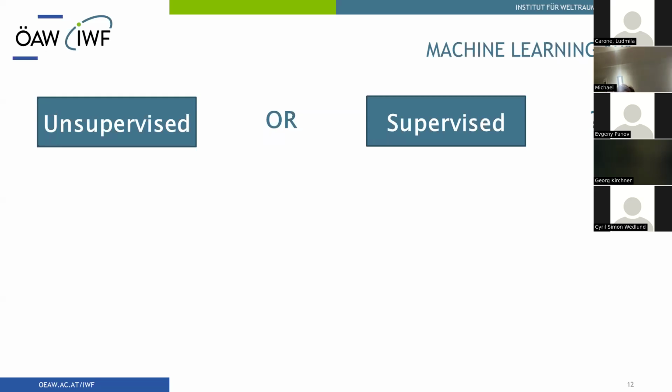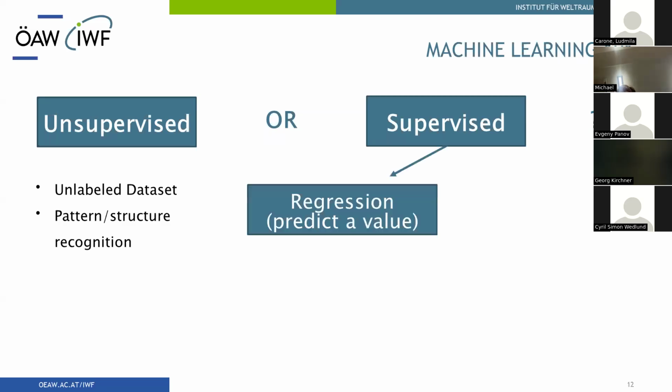Today, I won't talk any further about unsupervised methods, but in general, they work with unlabeled data sets and go more in the direction of structure recognition. I'm more interested in supervised learning approaches. And here we differentiate between regression problems, where we want to predict a value. An example would be the spin period of a satellite. That is a real number we want to predict based on our input.